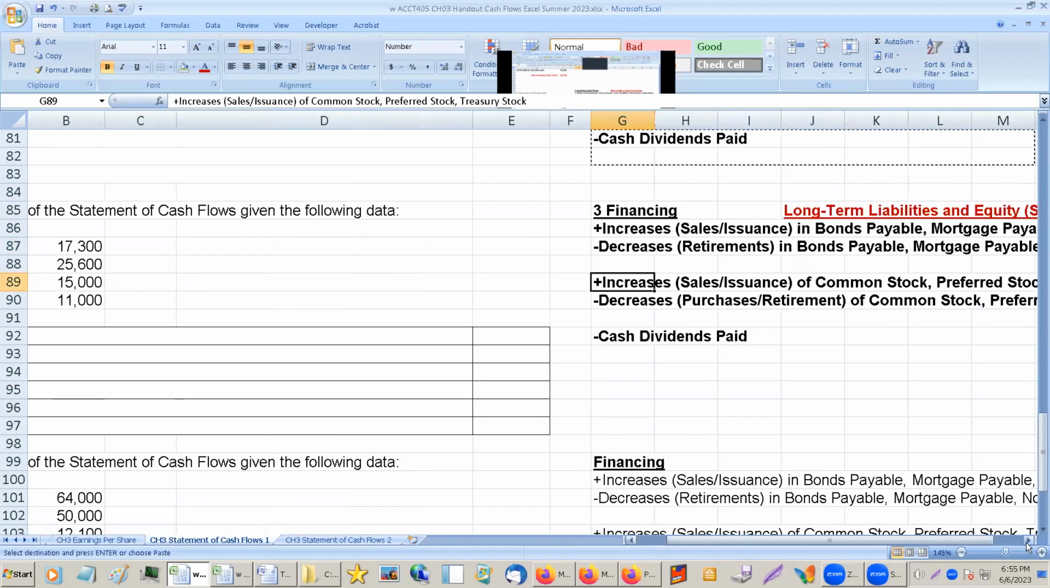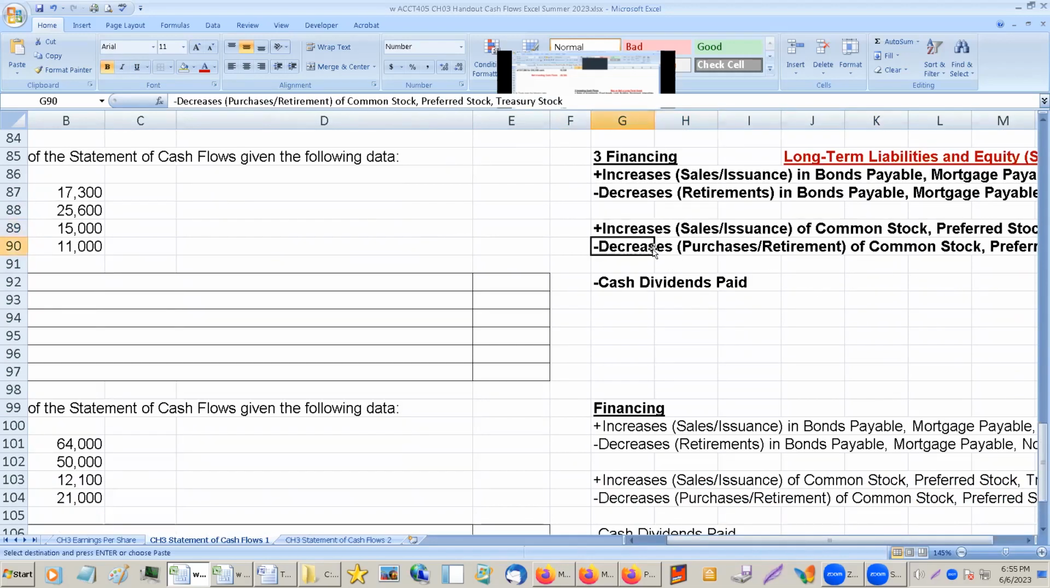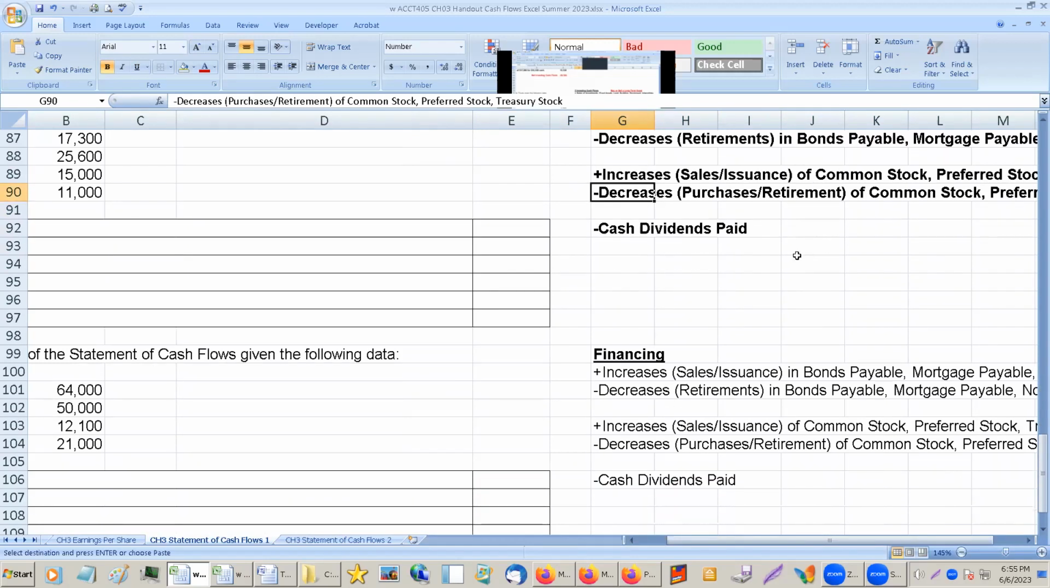So stock. If you sell stock or issue stock, your cash goes up. And again, if you purchase it, retirements of stock, it goes down. Cash dividends paid always goes down.